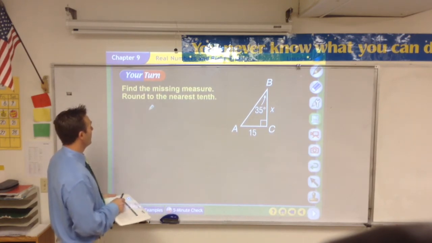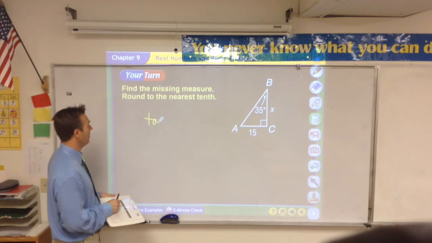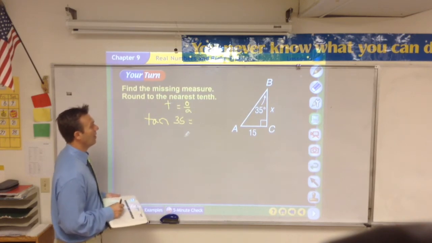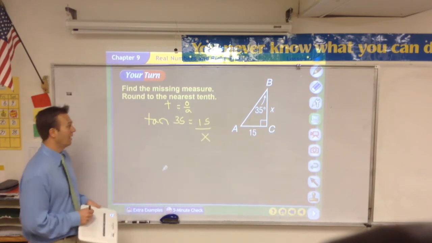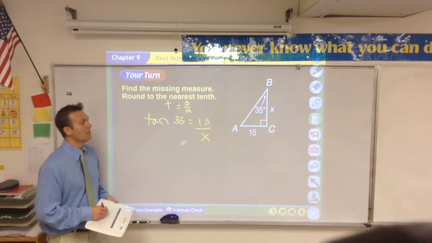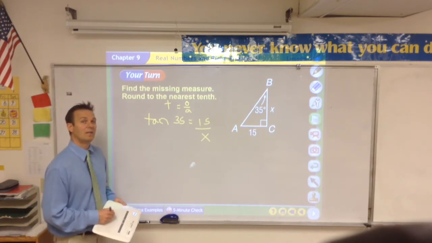So what we know is tan of our angle, 35, equals, and it's always good to go T equals O over A, to remember what you're using. Opposite is 15 over adjacent, which is x. And now remember, you want to get rid of the x and then divide by the tan of 35. So see if you can do that. Go ahead and pause and see how you do.